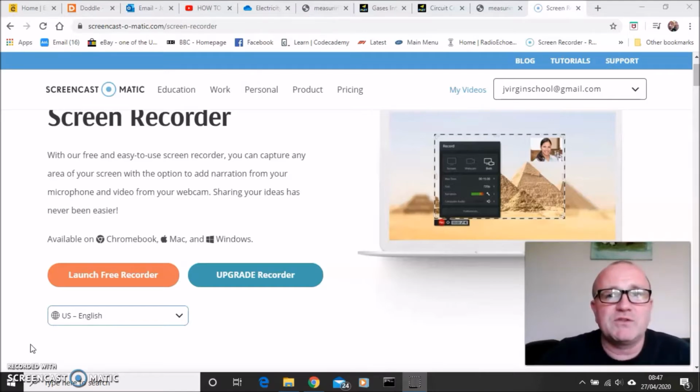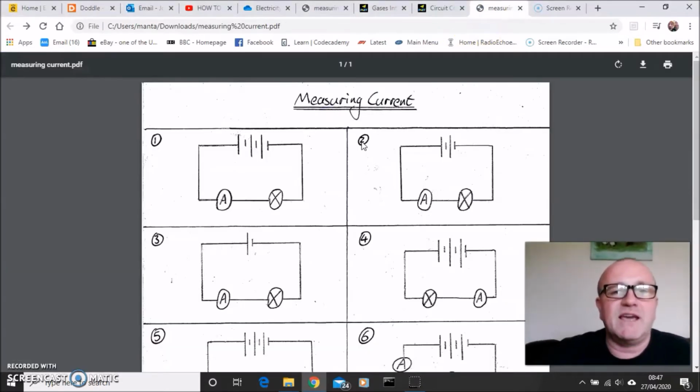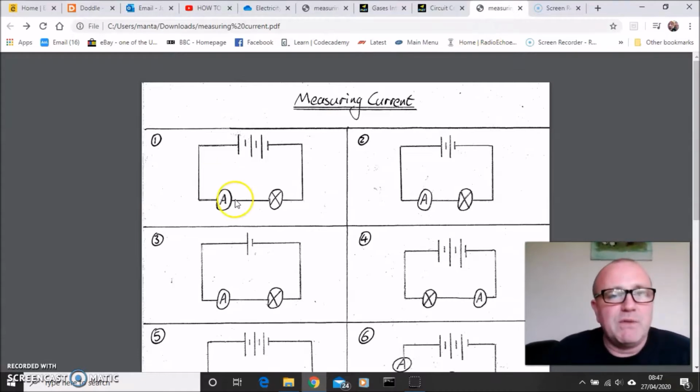Before we do that, I'd just like a little recap on what you should have learnt from the last one that we did. Now, what you did was you investigated current and you measured that using a bit of equipment called an ammeter. And remember, the units were ampere.